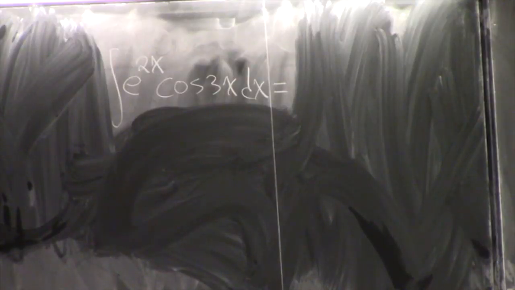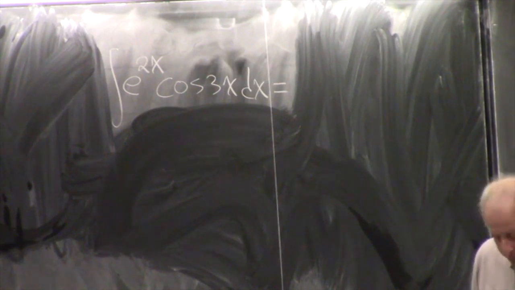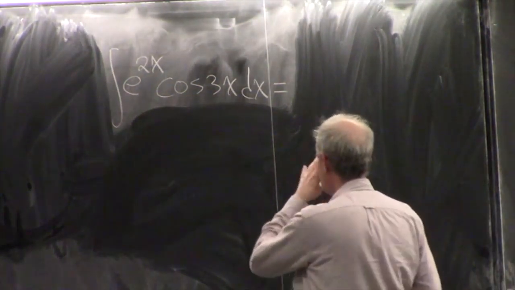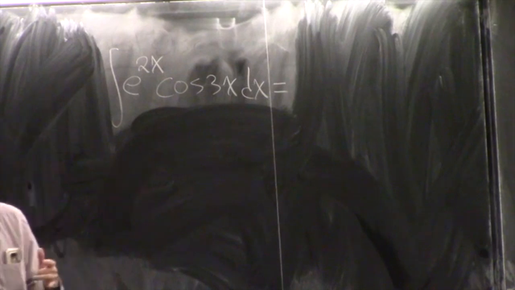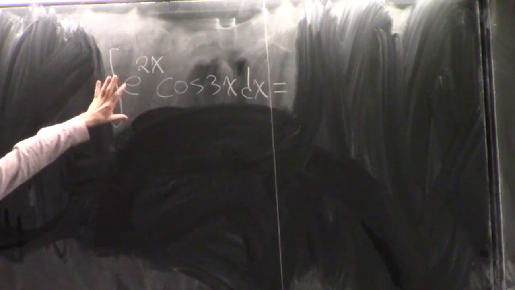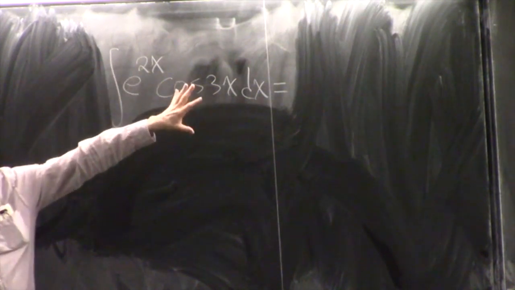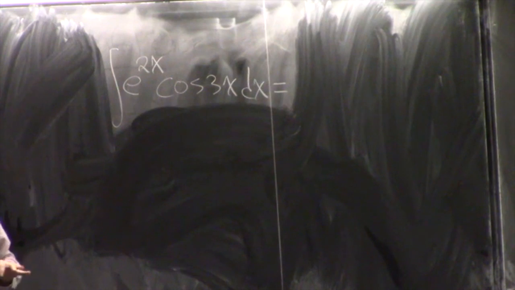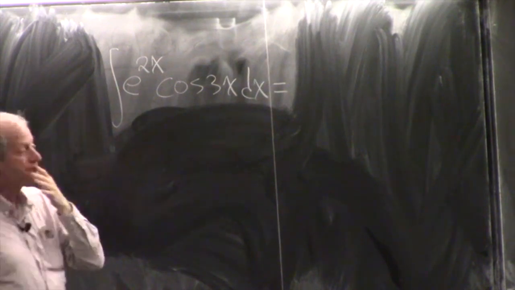So the first thing is you have to realize how you're going to do this integral. You look at this and say, well, first trick I know is u substitution. This can't be u substitution because the derivative of the e term is not the cosine term, and the derivative of the cosine term is not the e term, so I guess I'm going to do integration by parts.